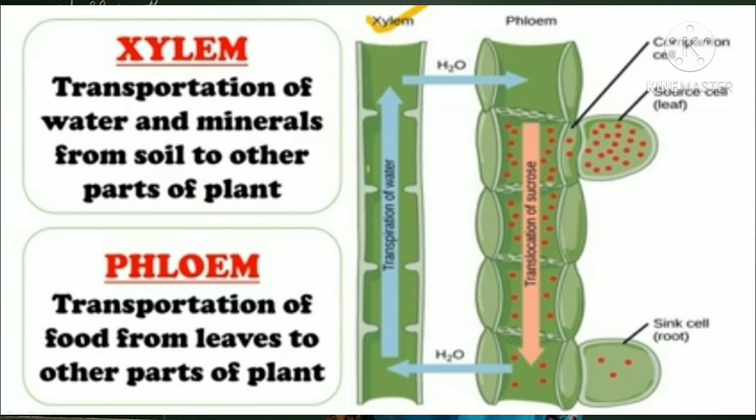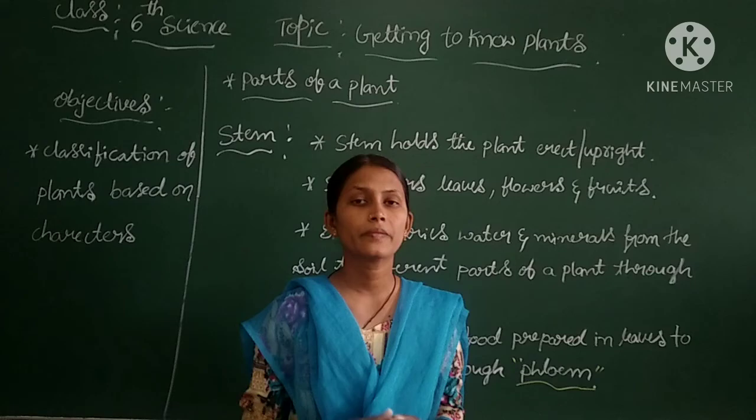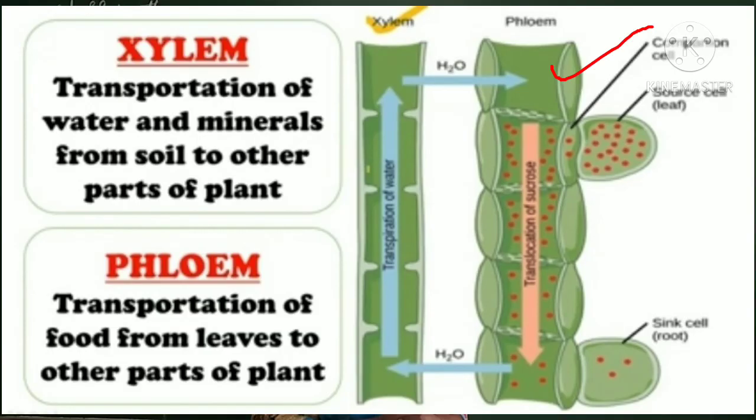Here, the stem has a specialized tube which we call the xylem. Through the xylem, the absorbed water and minerals are supplied to different parts of the plant. Look at this picture. The food prepared in the leaves is supplied to different parts of the plant by the phloem. The phloem supplies the food prepared in the leaves.